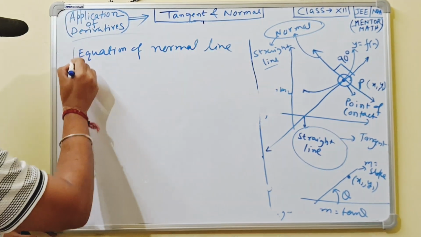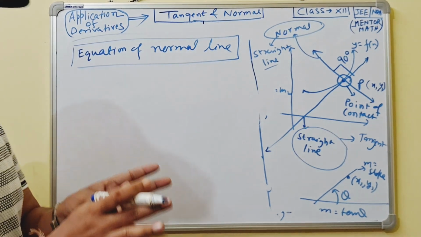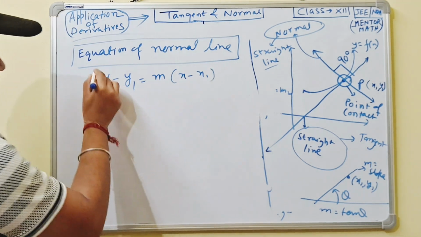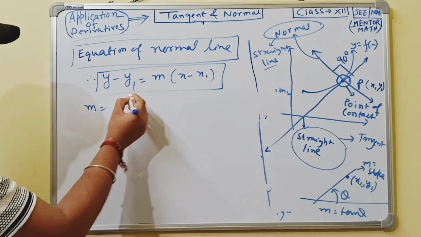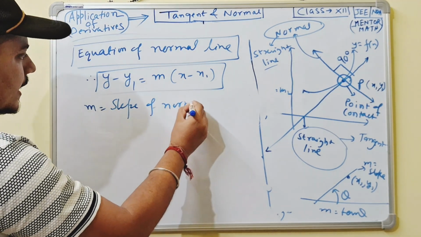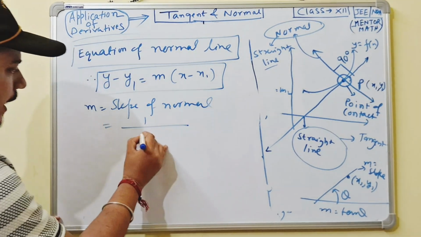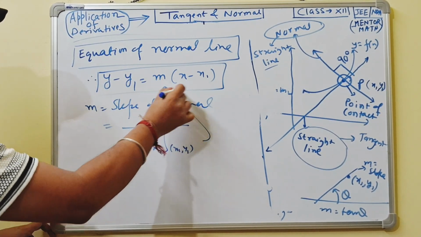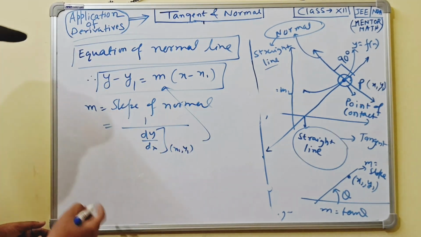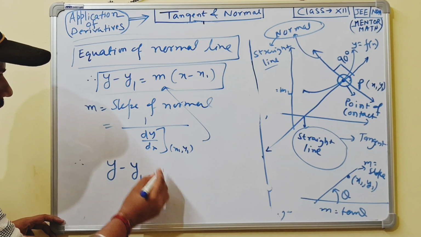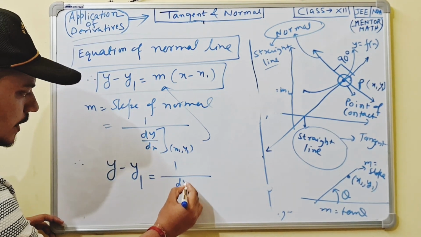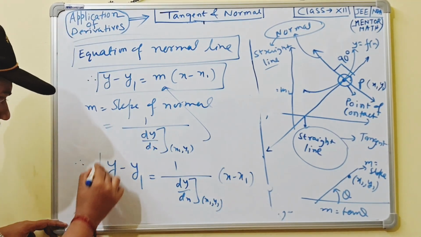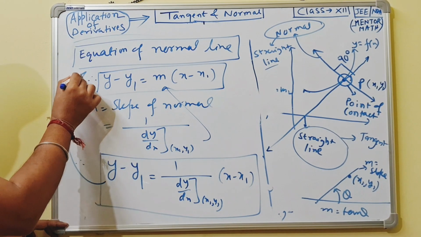Now you have to find the equation of the normal line. How do you find it? You know the point slope form from straight lines: y minus y1 equal to slope into x minus x1. Here m means the slope of the normal line, and you know that the slope of normal is -1 by dy/dx at the particular point (x1, y1). You can substitute that value here. So the equation of normal is y minus y1 is equal to -1 by dy/dx at the point (x1, y1) into x minus x1. This represents the equation of the normal line.